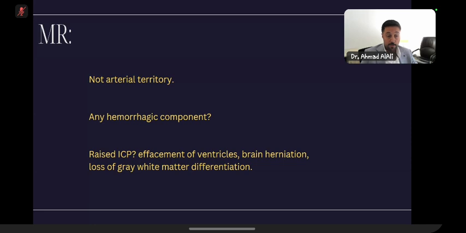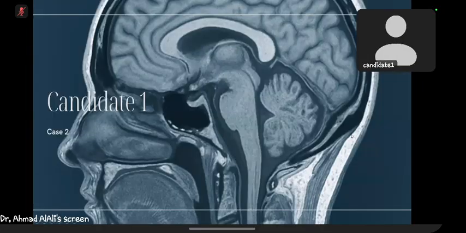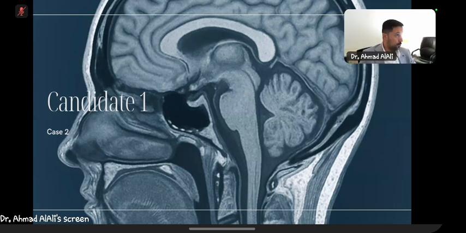You can check for effacement of ventricles, brain herniation, and loss of gray-white matter differentiation, and you already did that. In this case there was no effacement of ventricles or brain herniation. There was only loss of gray-white matter differentiation. So to conclude, this is a case of venous sinus thrombosis with venous infarct in the frontoparietal lobe, with hemorrhagic components. Okay, so we will go for case number 2.